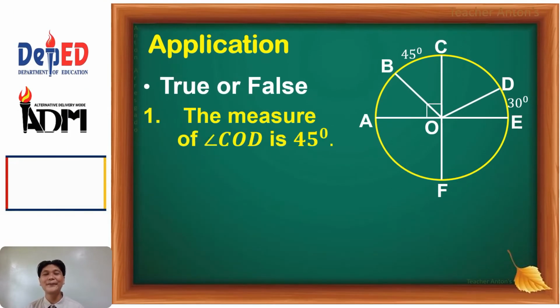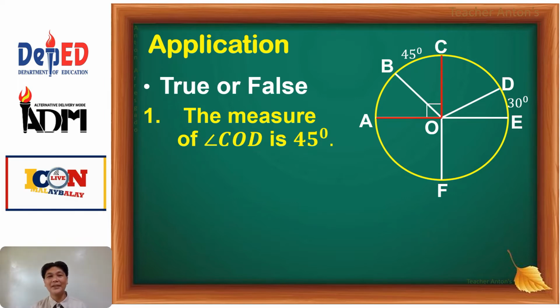Okay, to help you, let us solve number 1. Number 1, the measure of angle COD is 45 degrees. Take note that in the figure, the central angle COA is having a perpendicular symbol. That's the little square there. It means that the measure of that angle is 90 degrees. And since CO is perpendicular to AE, a diameter, then the measure of angle COE is also 90 degrees.